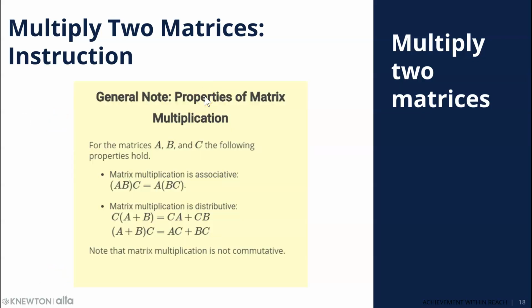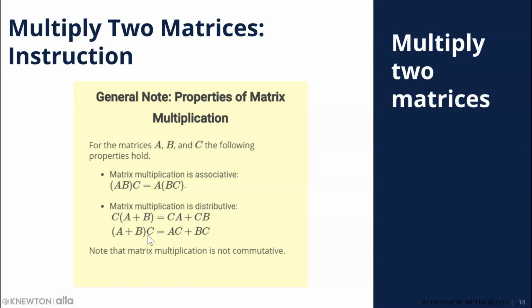And as a general note, take note that matrix multiplication is associative and also distributive. So associative means that if you multiply A, B times C, that is also the same as multiplying the matrices B, C first, then multiplying the product to A. And it is also distributive over addition. So C times A plus B is equal to CA plus CB, and A plus B times C, you can distribute C to each of the matrices here.